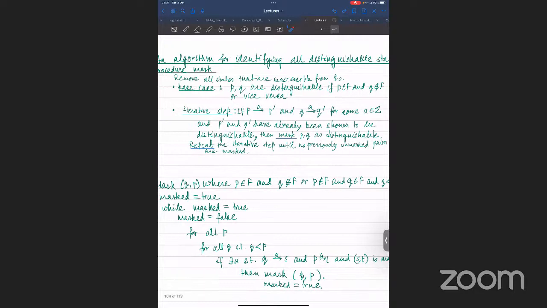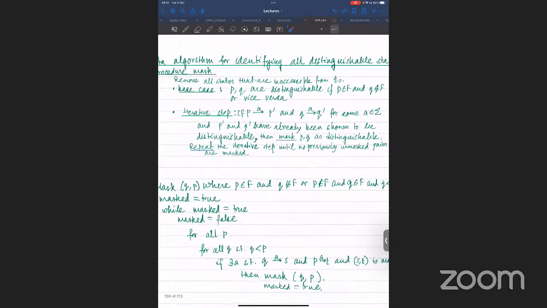And then we had an iterative step: if from P on A you can go to P prime, and from Q on A you can go to Q prime, for some A, and it happens that P prime and Q prime have already been shown to be distinguishable, so that the pair P prime Q prime is marked, then we mark PQ as distinguishable. Repeat the iterative step until no previously unmarked pairs are marked. Clear?